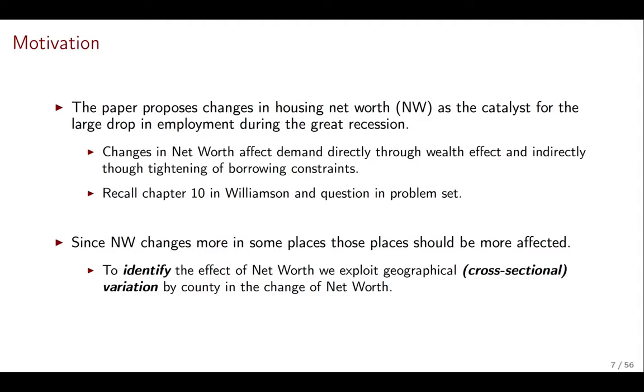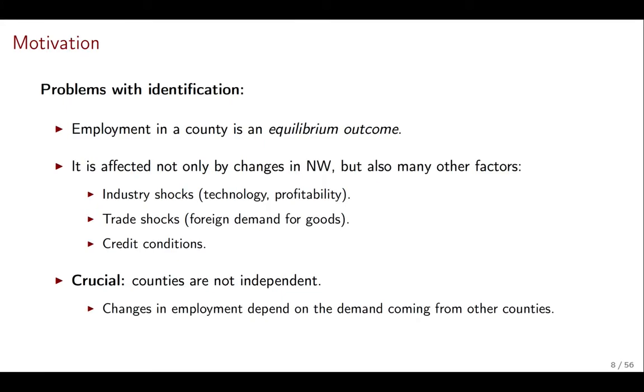Now, here is the key part of their model. Since net worth changes more in some places than others, those places where it decreases the most should also be the most affected. And so they want to identify the effect of net worth by exploiting geographical variation in the change of net worth, so that they can see if consistently places with larger decreases in net worth also were places with larger decreases in employment.